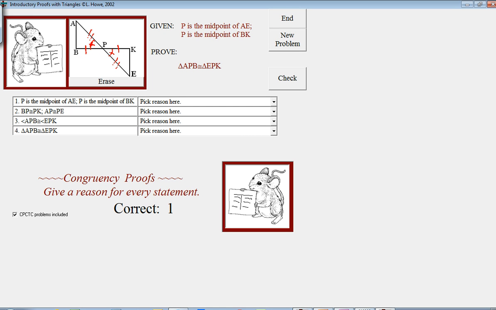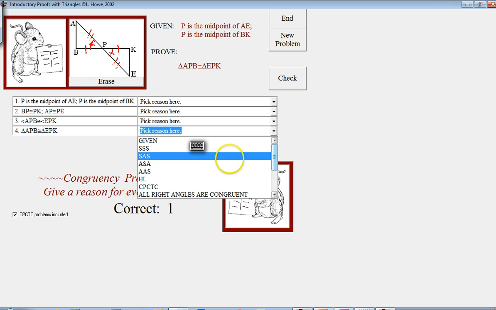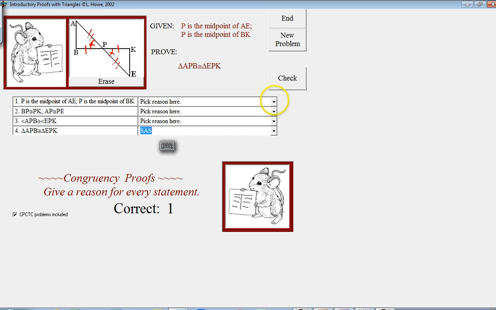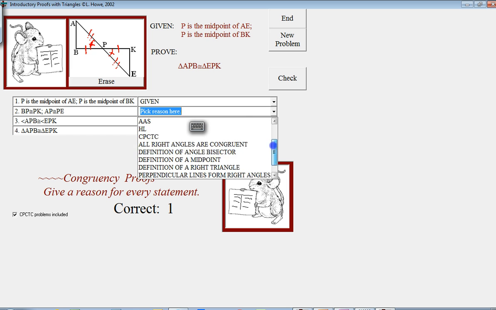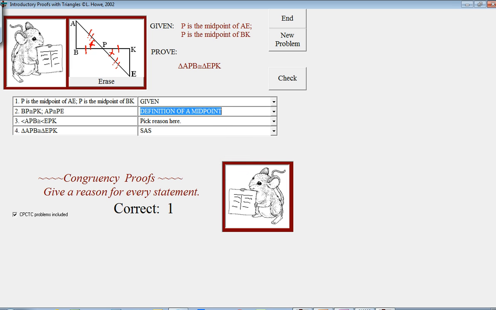So I'm looking here at a side angle side proof. So I'm going to go ahead and include side angle side here. I'm going to go ahead and make this given. BP is congruent to PK, it says, so I'm going to analyze what it says here in step 2. BP is congruent to PK, and AP is congruent to PE. Well, that's by definition of midpoint. And angle APB congruent to angle EPK. There's my vertical angles.